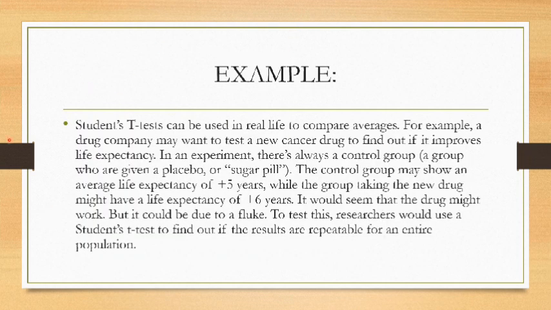For example, Students' t-test can be used in real life to compare averages. For example, a drug company may want to test a new cancer drug to find out if it improves life expectancy. Kung mapapahaba pa yung life expectancy. In an experiment, there's always a control group, a group who are given a placebo or sugar pill. The control group may show an average life expectancy of plus 5 years, while the group taking the new drug might have a life expectancy of 6 years. So dun sa mga nagte-take ng bagong drugs, ang life expectancy nila is 6 years.